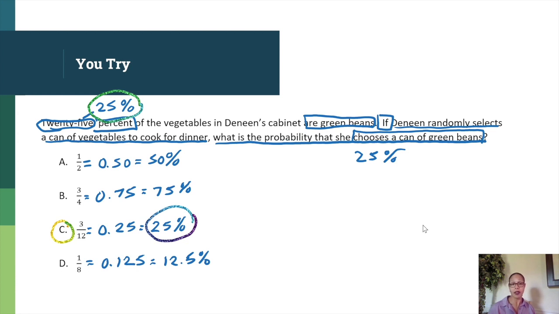It's 25%. So all we needed to do was to find the equivalent representation out of our answer choices, which would have ended up being 3/12, which is equivalent to 25 hundredths and 25%.